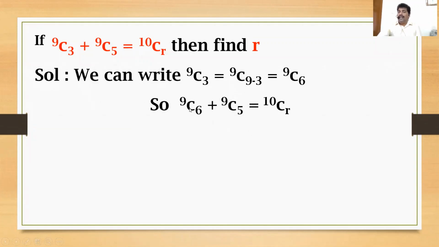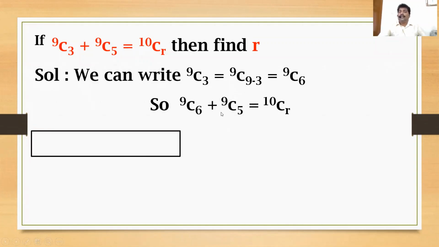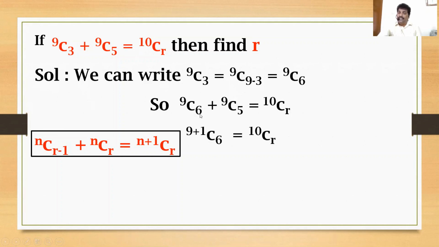So what is our formula? nCr plus nC(r minus 1) is equal to (n plus 1)Cr. So this is our formula. In the place of n, which number is there? 9 is there. Here r is 6, r minus 1 is 5. 6 minus 1 is 5. So in the place of n is 9, in the place of r is 6. So using our formula, (n plus 1)Cr. n plus 1 means 9 plus 1, that is 10. C6, r value 6. So 10C6 is equal to 10Cr, that is given in the question. So 10C6 is equal to 10Cr, then r is equal to 6.